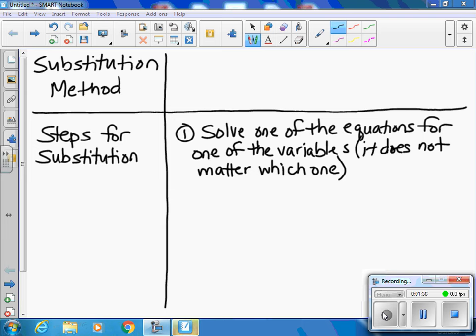Sometimes one of your equations is ready to go to where you don't need to do step 1. It all just depends on your situation.